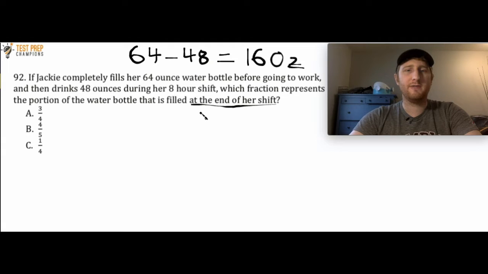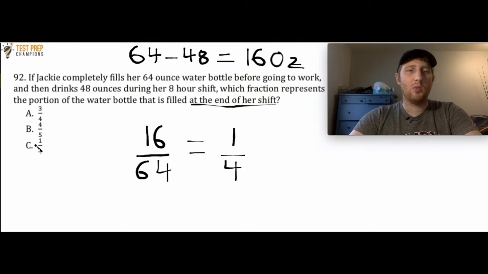So she fills her 64-ounce water bottle. So there are 64 ounces that would make up a full water bottle. So we have to set up the fraction 16 over 64. And now if we just simplify, you're free to use your calculator here. We divide the top number and the bottom number by 16. We will see that the answer is C, 1/4, or 1 over 4.